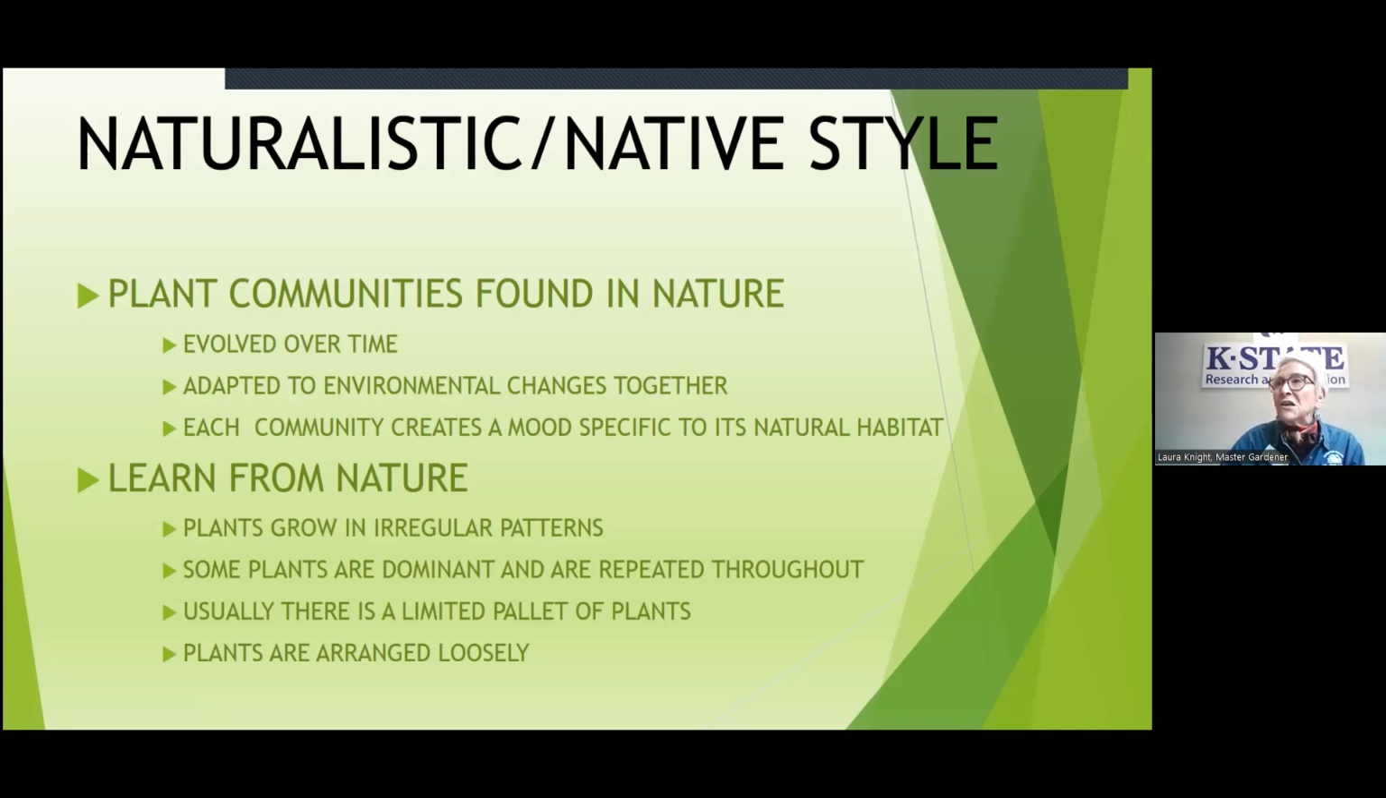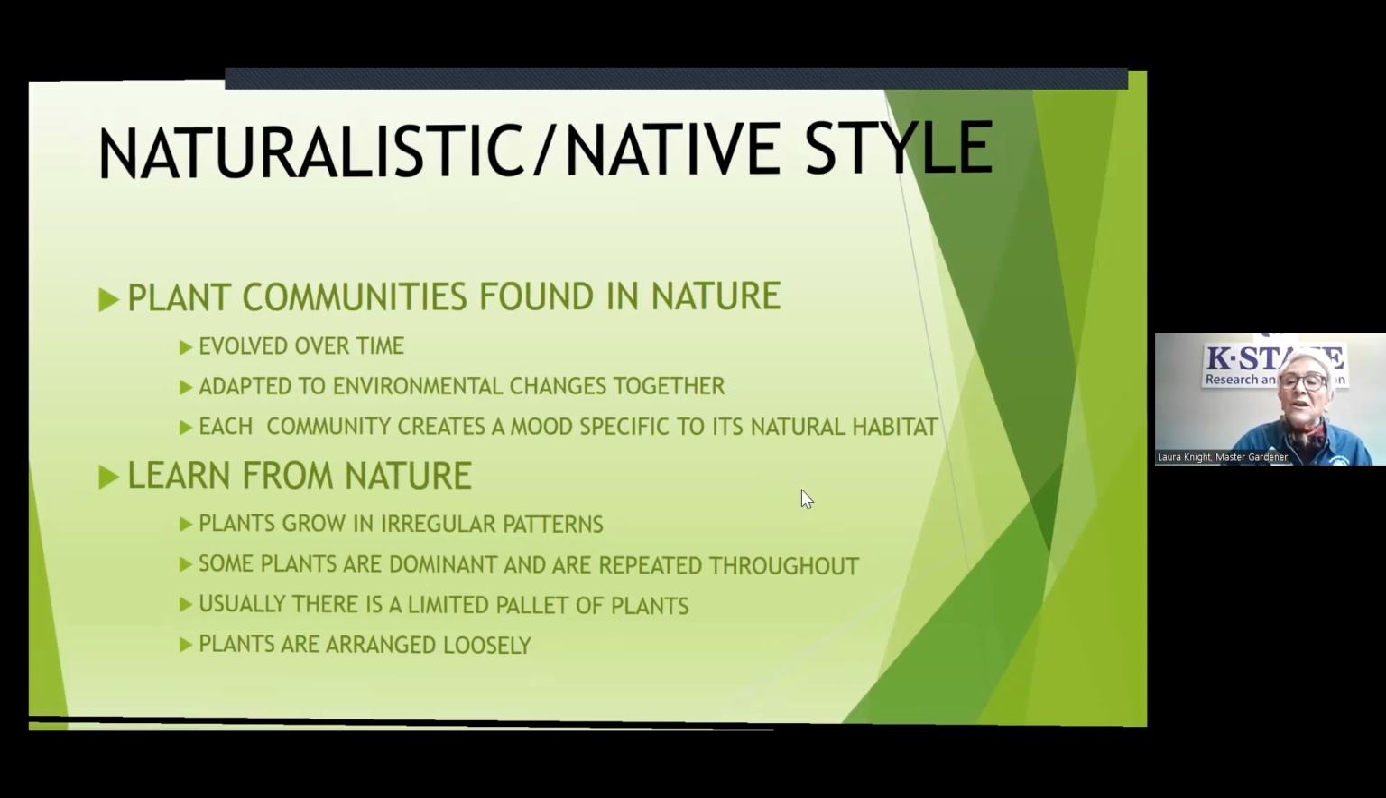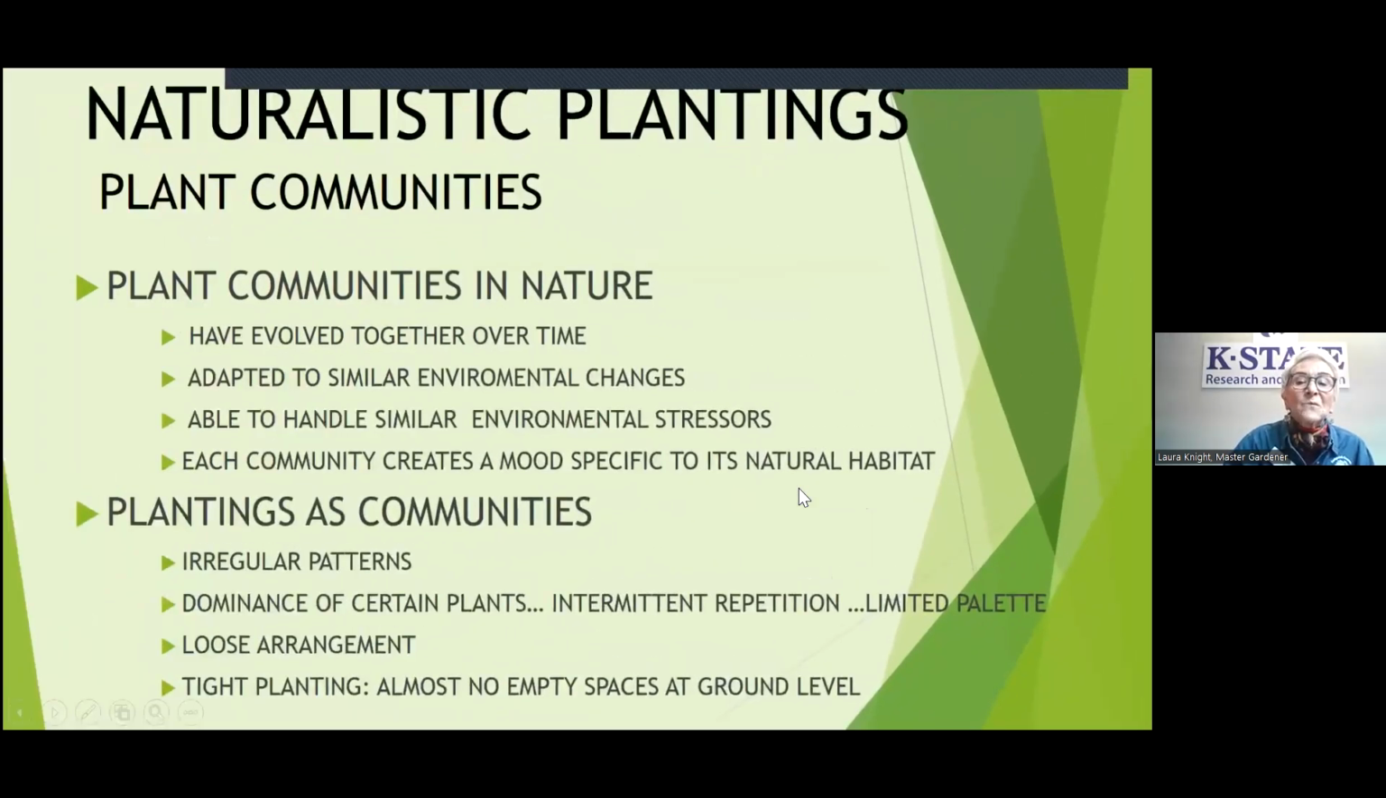None of the ducks are going to be in a row with little tuxedos. No, no. And some plants we're going to see are dominant, and they are repeated throughout. There is a repetition because some plants dominate over others. And usually at one time, there is a limited palette of plants. There are a lot of plants. They grow together very closely, and they are arranged very loosely.